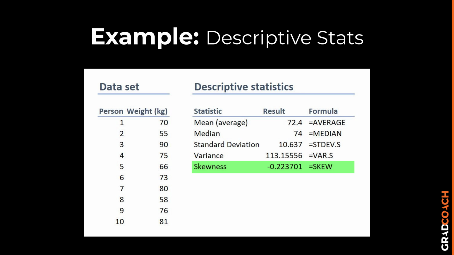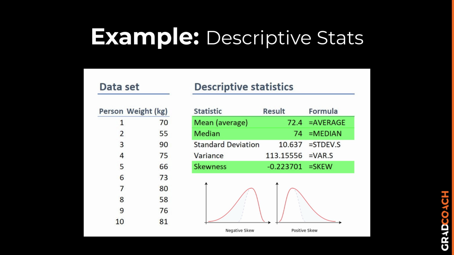And lastly, let's look at the skewness. A result of negative 0.2 tells us that the data is very slightly negatively skewed. In other words, it has a very slight lean. This makes sense since the mean and the median are only slightly different.